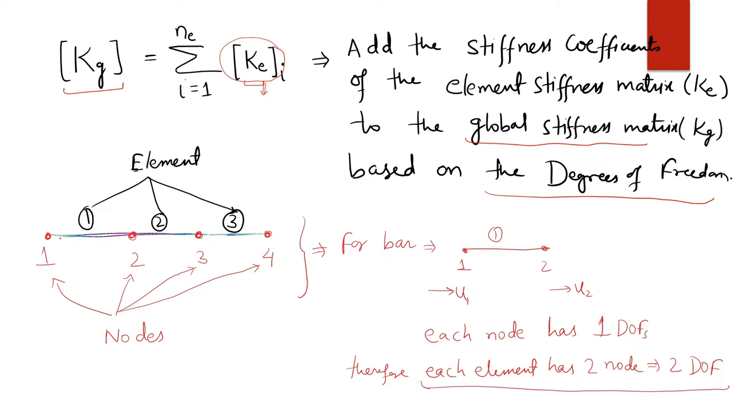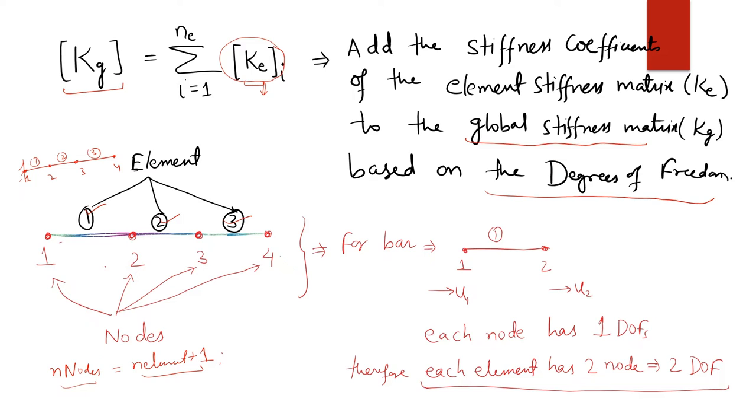Suppose there is a bar, and we have node 1, node 2, node 3, node 4, this is element 1, element 2, element 3. So we have 3 elements which I have shown here, 1, 2, 3, 4 are the nodes, and these are element 1, element 2 and element 3. If the number of elements is 3, then the number of nodes is 1 more than the number of elements, n elements plus 1. If it is 2 elements, the number of nodes would be 3. If it is 3 elements, the number of nodes would be 4. So it's simply number of elements plus 1.